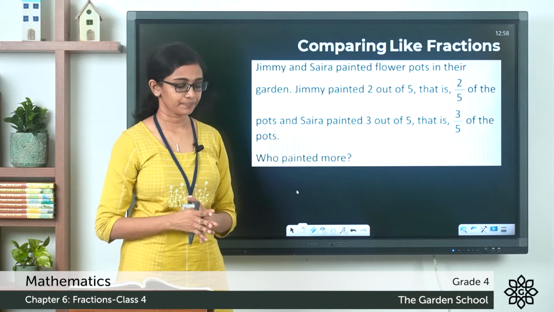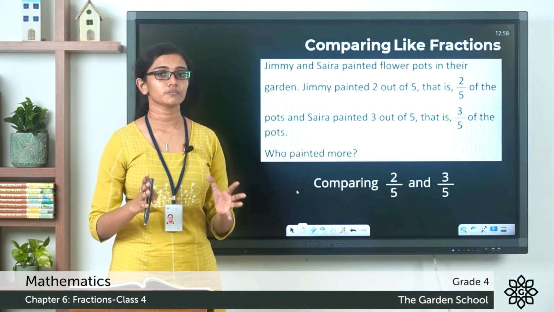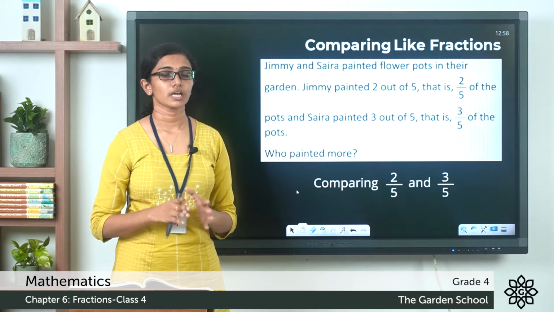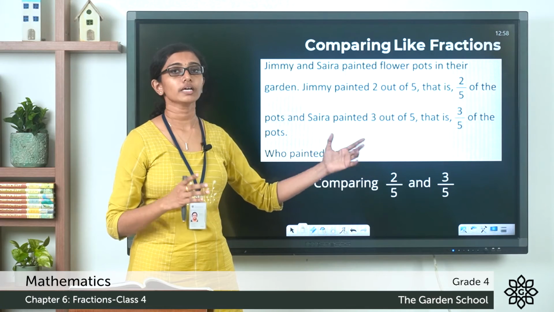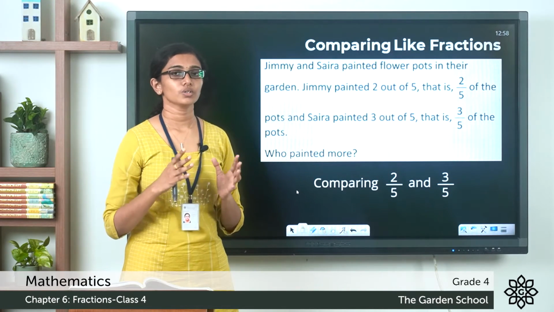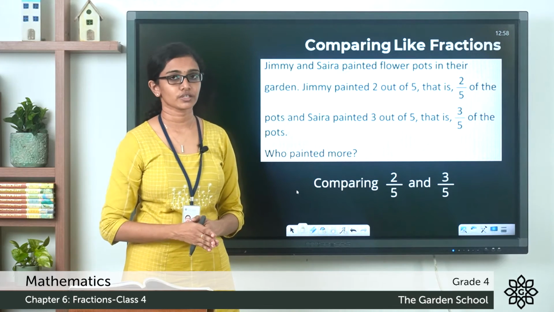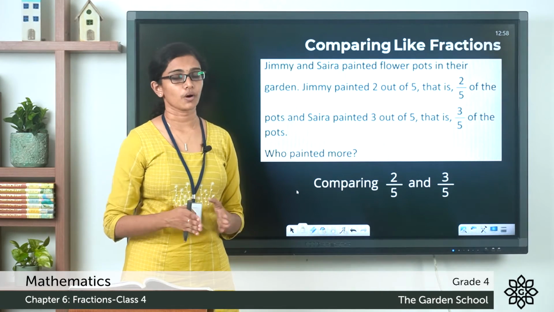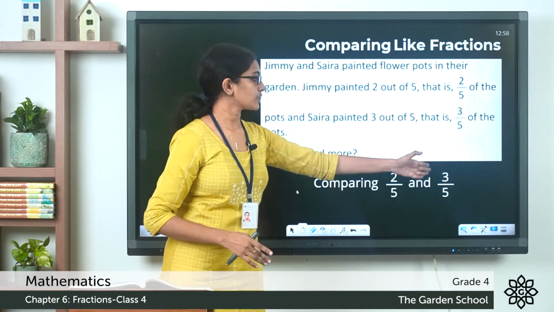How do we compare them? See, we know comparing like fractions means comparing just the numerators because the total number of equal parts or the whole remains the same. So just comparing the numerators, we will be able to identify which fraction is bigger or smaller. So let's compare this 2 by 5 and 3 by 5.